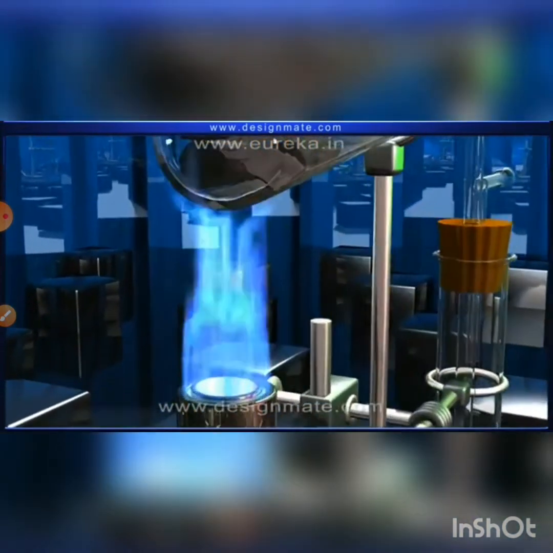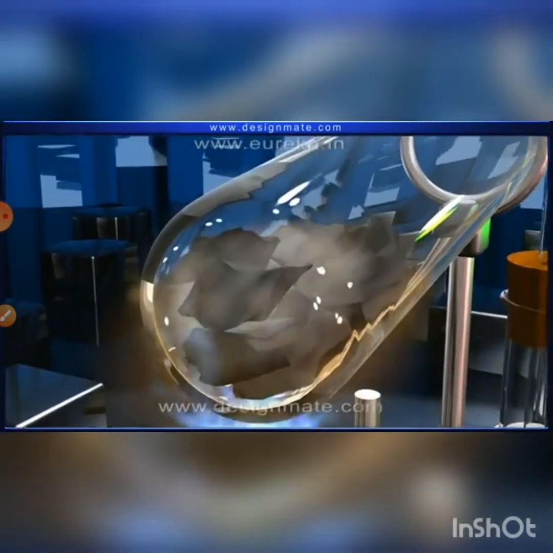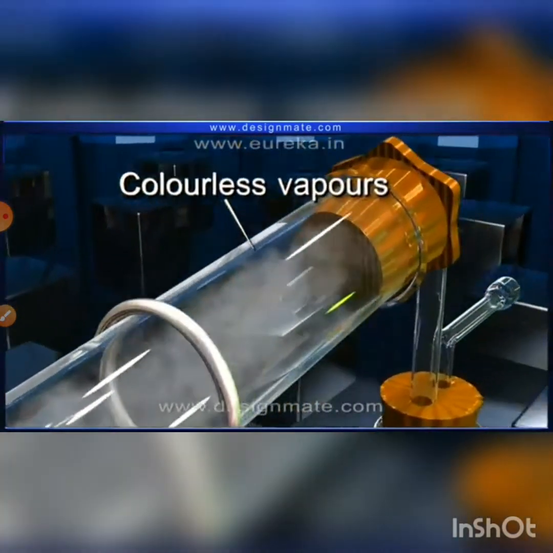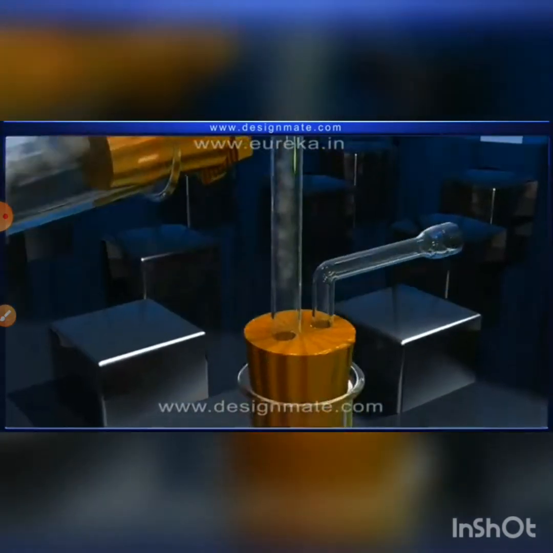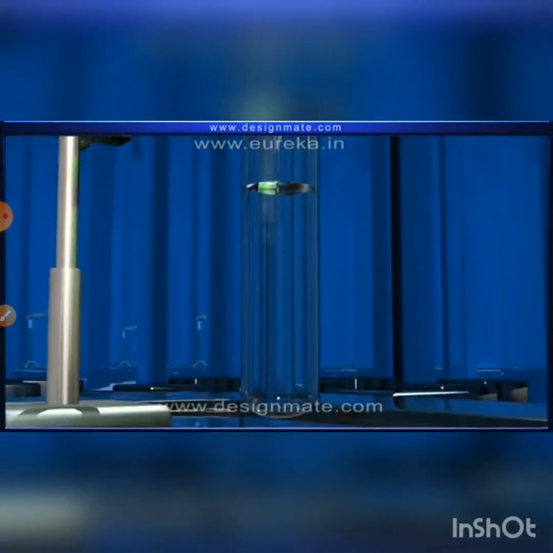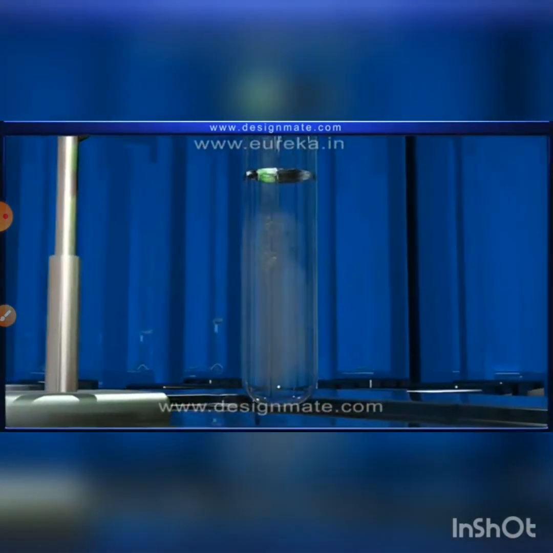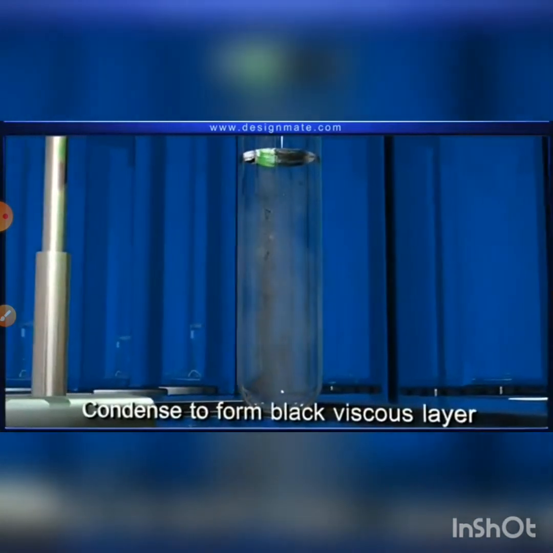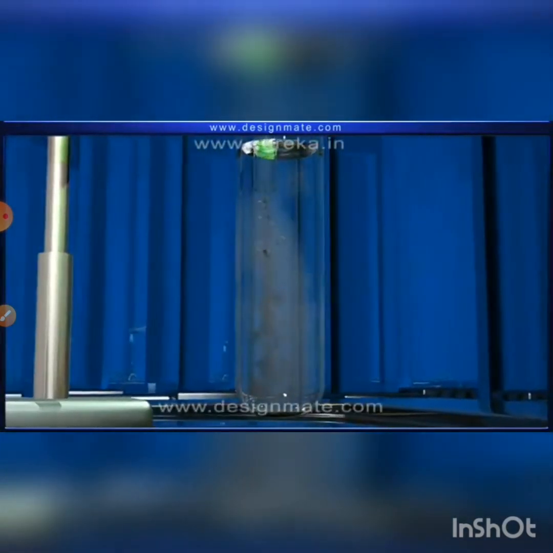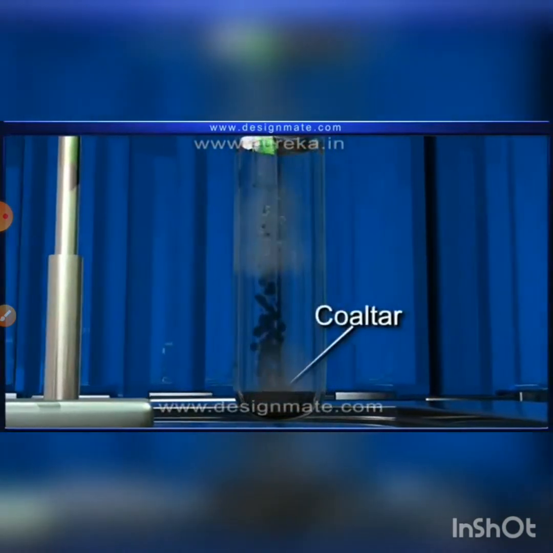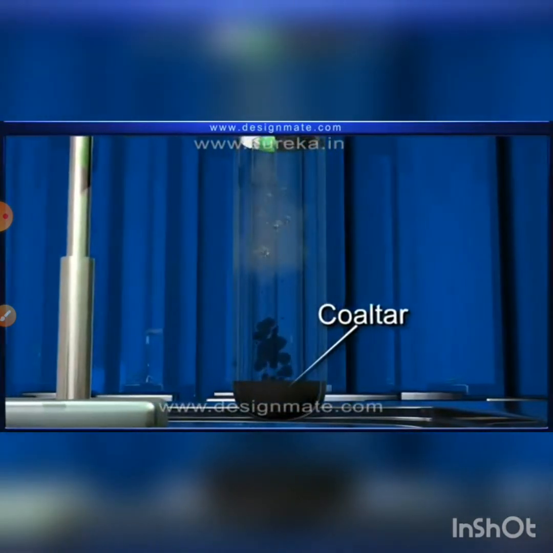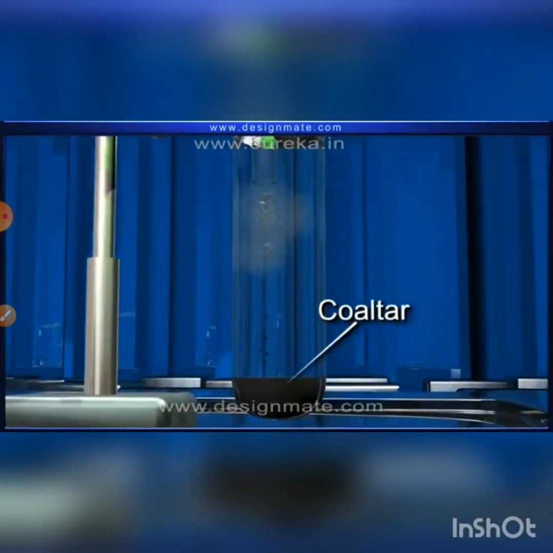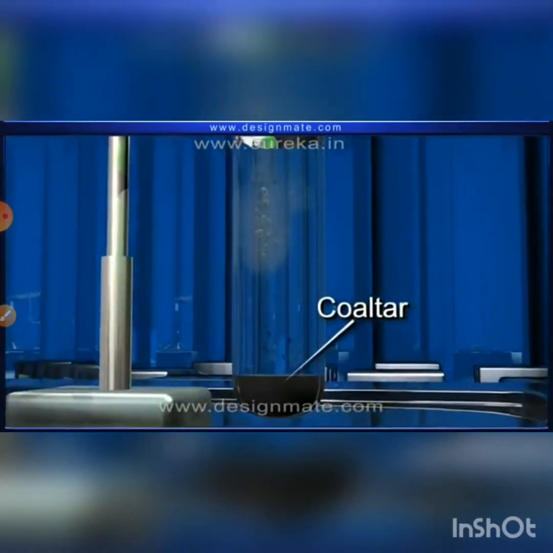Heat coal over a burner. On strong heating, it produces colorless vapors which enter the water filled in the other tube. After some time, a few of these vapors condense to form a black viscous layer below the water level. This is called coal tar. While some other vapors get dissolved in water to form a colorless layer above the coal tar layer.